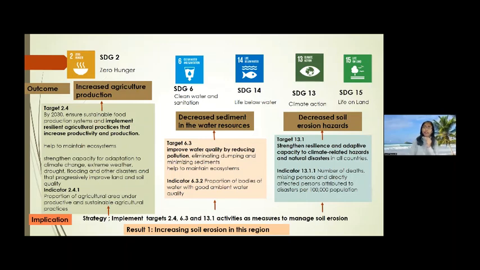target the activities related to strengthening the resilience and adaptive capacity to climate-related hazards and natural disasters, so that it supports achieving the outcome of decreasing soil erosion hazards, and that ultimately supports SDG 13 and 14.